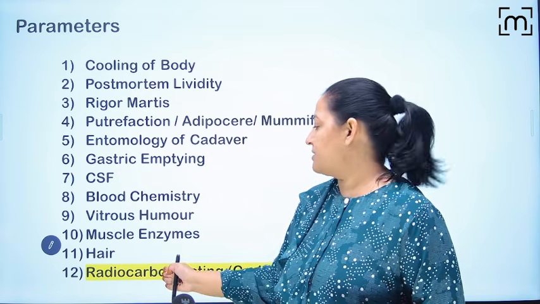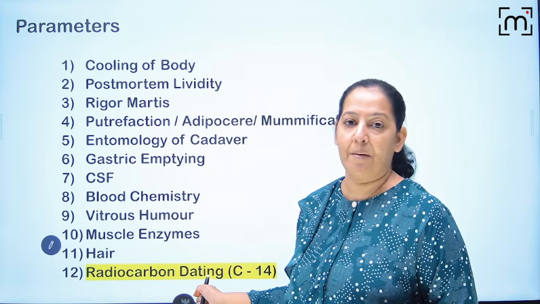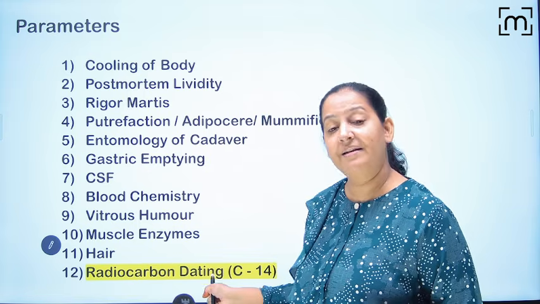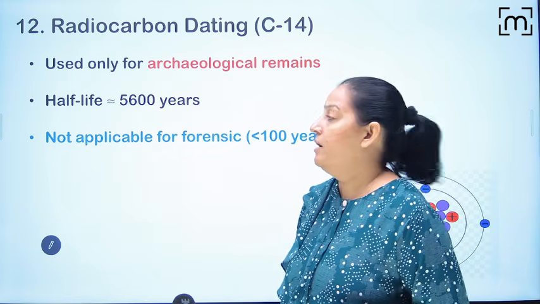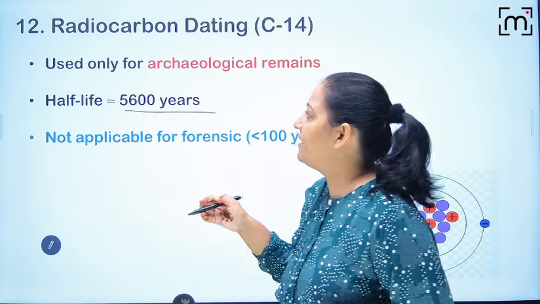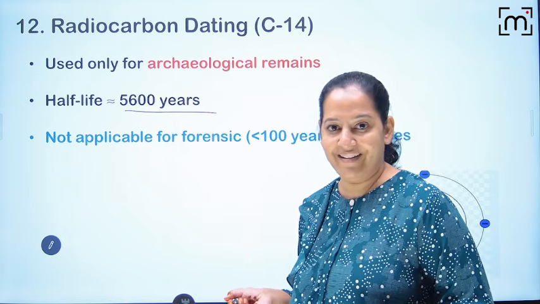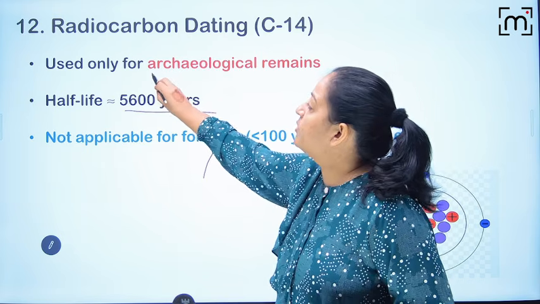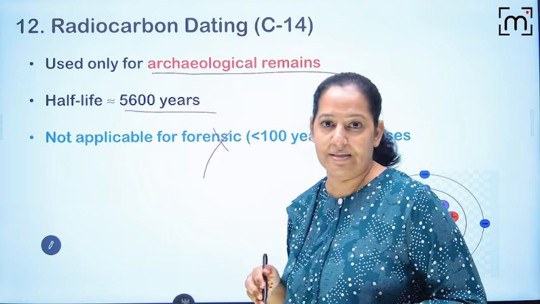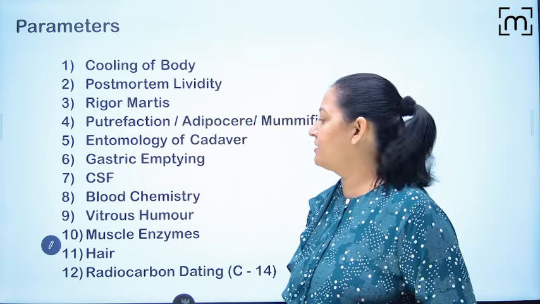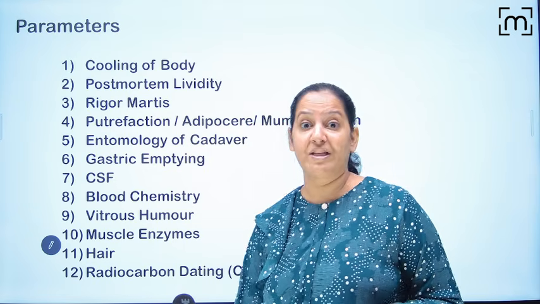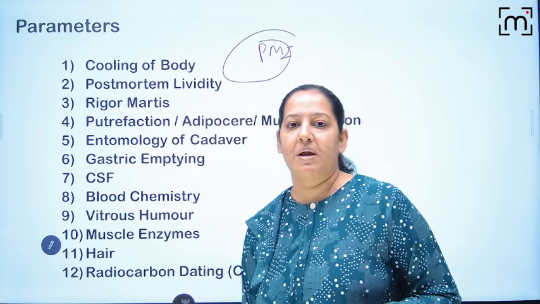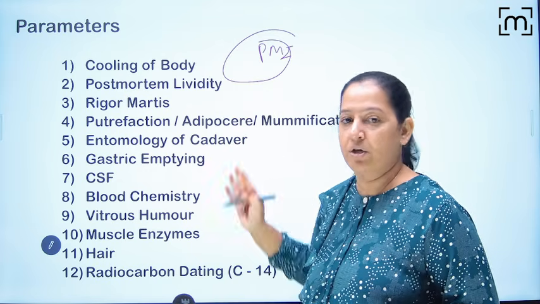The last is radioactive carbon dating, which is not applicable in forensic medicine, because in forensic medicine we see the death up to 100 years, while it tells the death before 1000 years. The half-life is 5600. We read carbon dating in science in our school time. It is not applicable because it is only useful for architectural remains. It is not for forensic medicine, but these are the 12 parameters based on which we can predict PMI, postmortem interval.